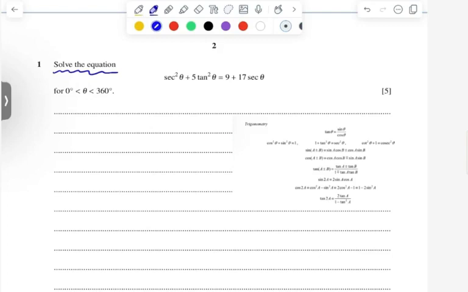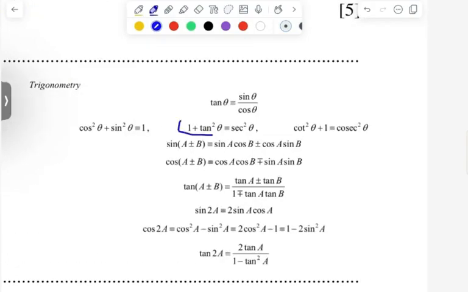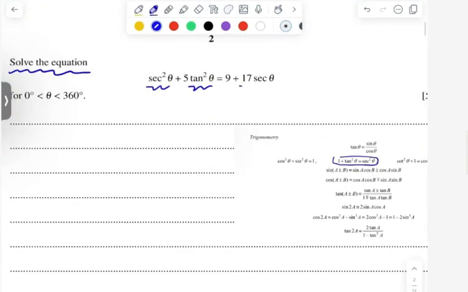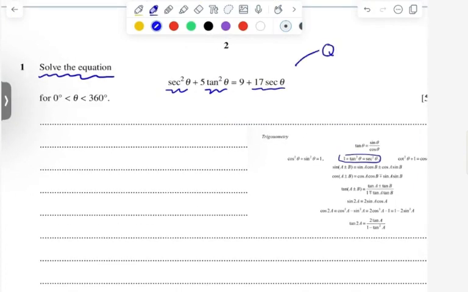When we're looking at solving trig equations, there are different strategies that we can use. In this case, I can see we've got a sec squared theta and a tan squared theta, and if I look at my MF19, I know that there is a relationship between tan squared and sec squared. I've also been given a sec theta. So one of my strategies is to create a quadratic. If I can get something that looks like a quadratic equation, I can solve it using the quadratic formula or factorizing, and that's going to break it down into smaller pieces that I will be able to solve in my calculator.